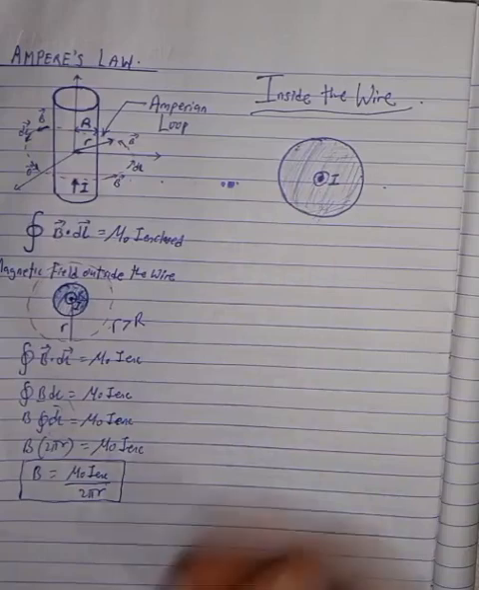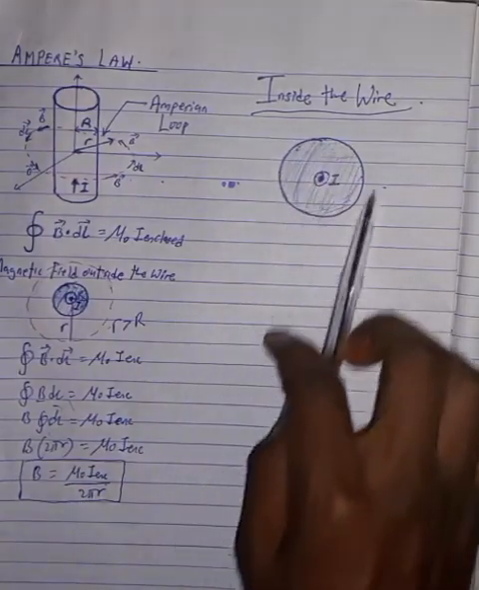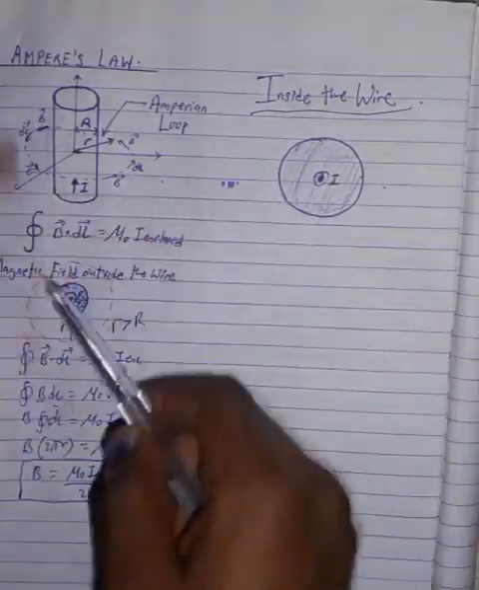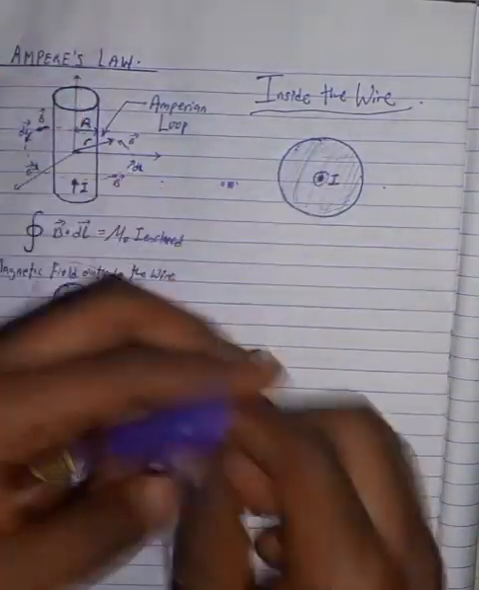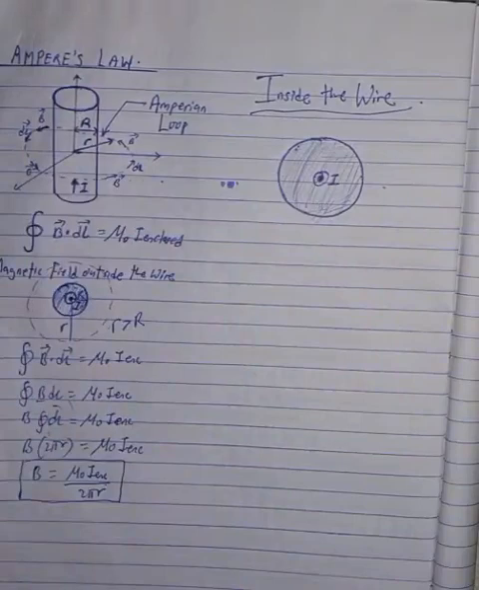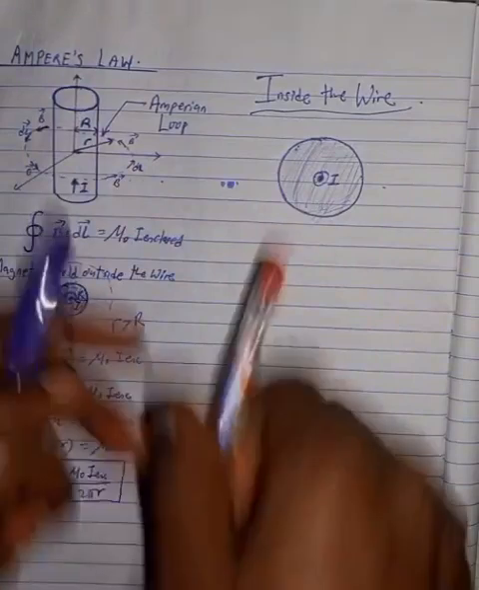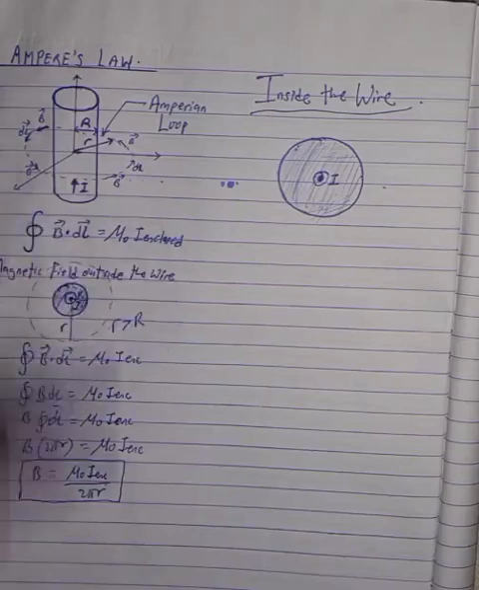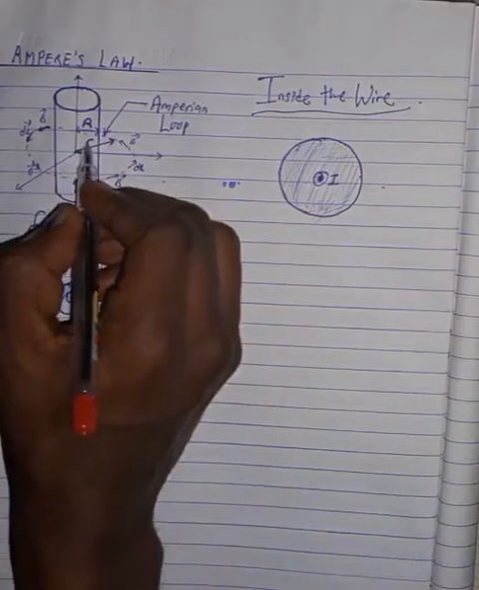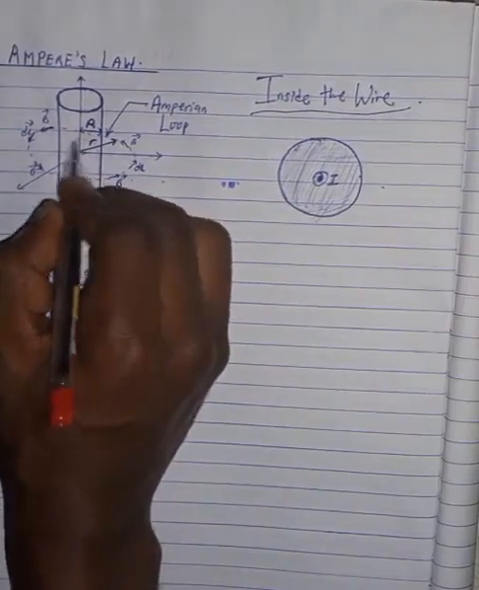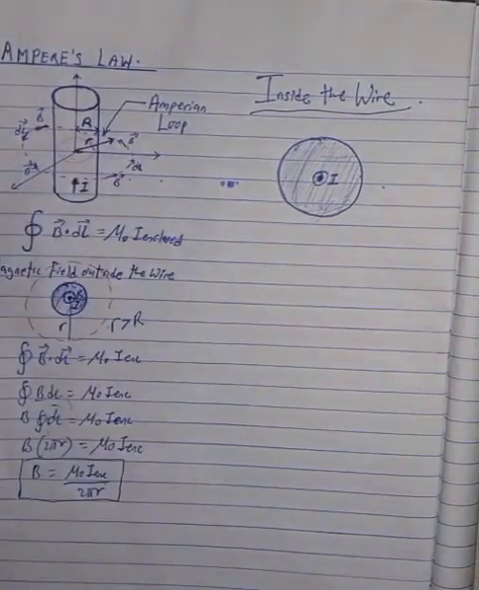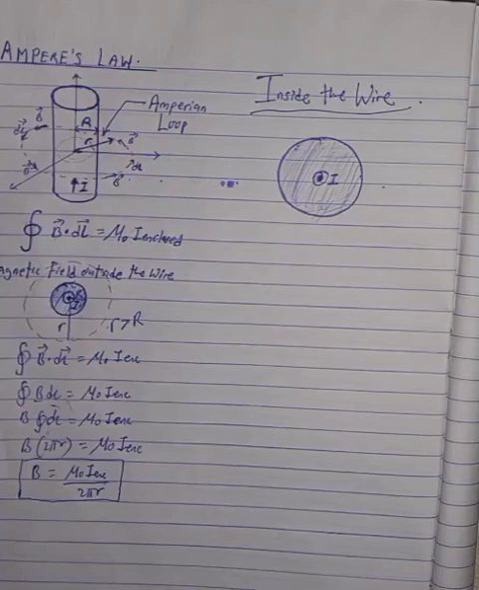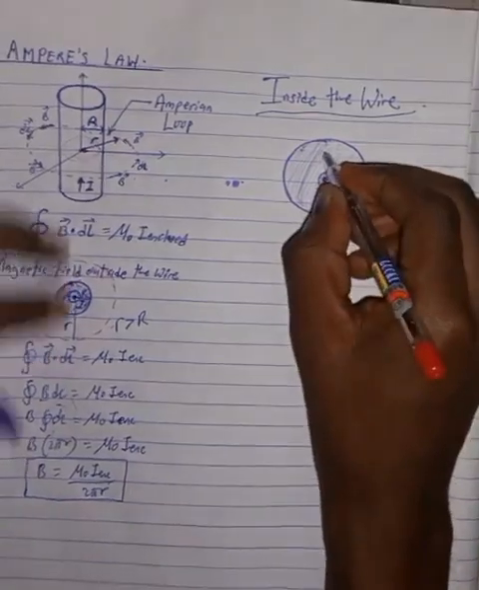And remember, this is the whole of the wire here. Are you together? That is, I'm considering this from the top, where the current is coming outward like this. Now, I want to consider the magnetic field inside this wire. So what will I do? Pay attention. For me to get the magnetic field, I will consider an Amperian loop.